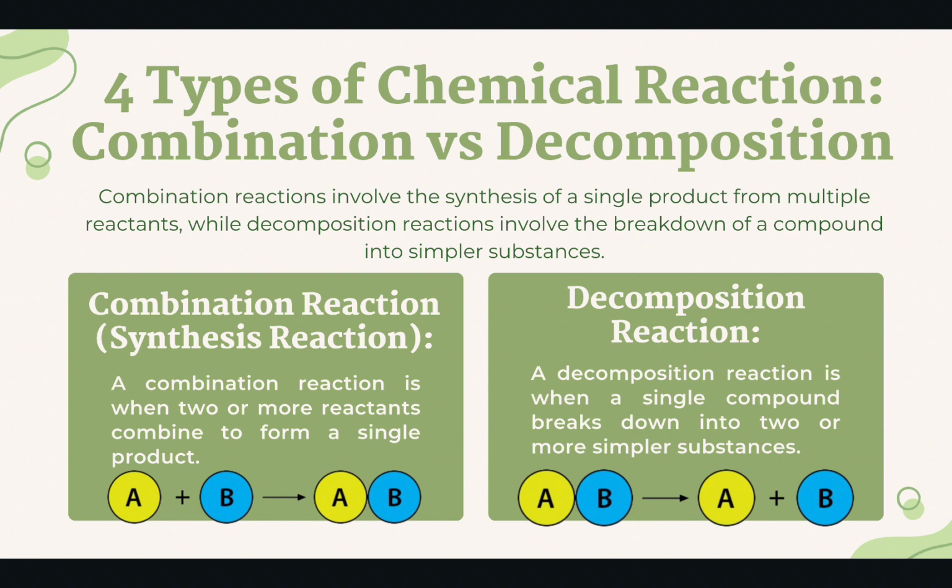4 types of chemical reaction. Combination versus decomposition. Combination reactions involve the synthesis of a single product from multiple reactants, while decomposition involves the breakdown of a compound into simpler substances. Combination reaction is when two or more reactants combine to form a single product. A decomposition reaction is when a single compound breaks down into two or more simpler substances. For reference, we can see A plus B becomes AB, but for decomposition, we can see AB becomes A plus B.